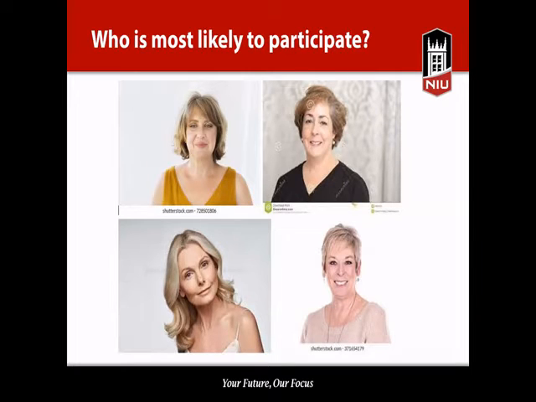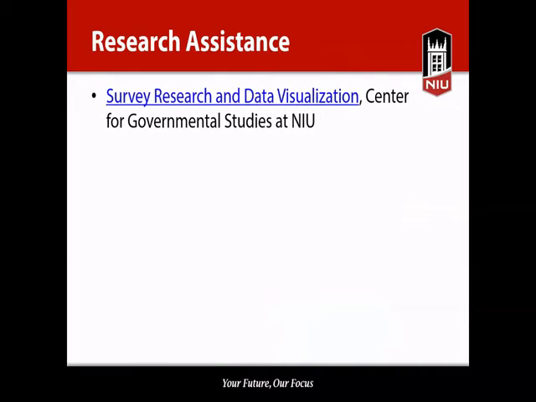If you're trying to do broad community surveys and you want representativeness from youth all the way through older adults, and you want a mix of gender, a mix of race, a mix of ethnicity, you're going to have to work pretty hard against this, because these are the individuals who tend to participate. There's lots of research assistance available.